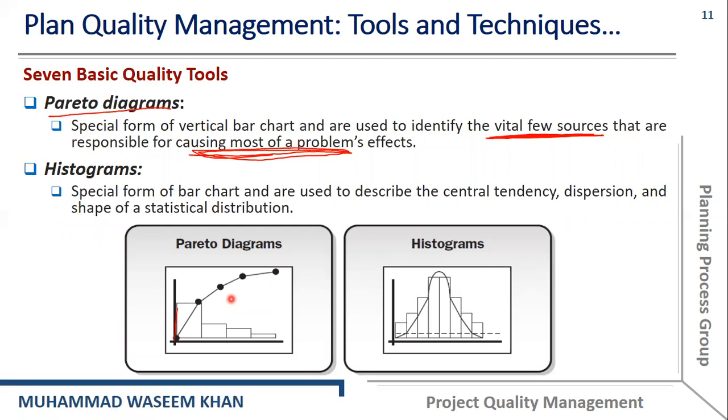of the causes. So for example, you can see here this much causes produce this much problems. This much causes will produce this much problems, and at the end, this much problem. So you can see here that these small causes, these 20% of the causes, have produced 80% of the problems.